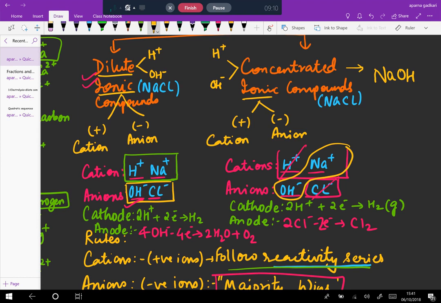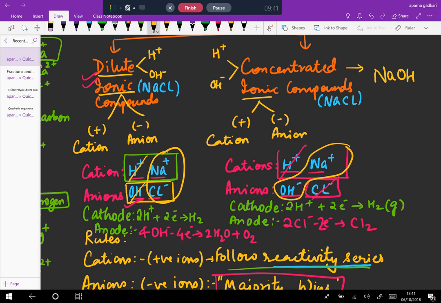And in the case of dilute ionic compounds, we have hydrogen ions being liberated to form hydrogen gas. We have oxygen gas being liberated. So basically the quantity of water is getting decreased. So from being a dilute ionic compound, after electrolysis, what is left is more of NaCl, and therefore the compound becomes a concentrated ionic compound of NaCl. So whenever you electrolyze dilute ionic compounds, you end up getting concentrated solutions.